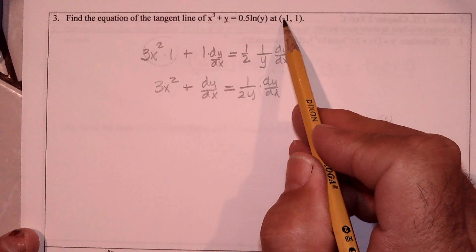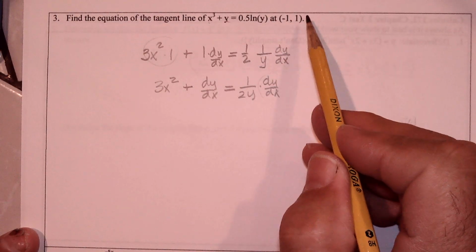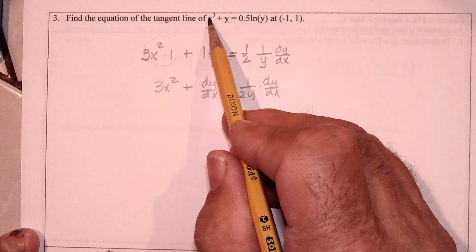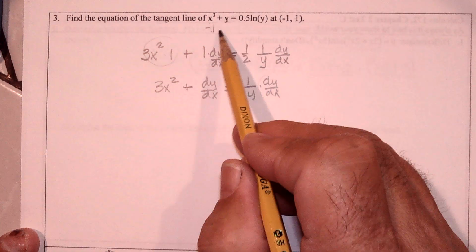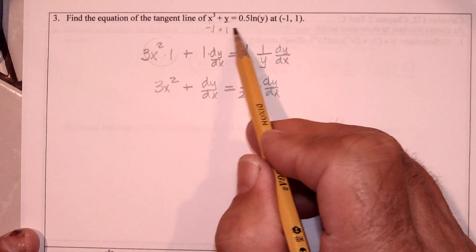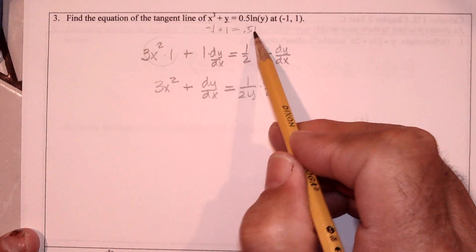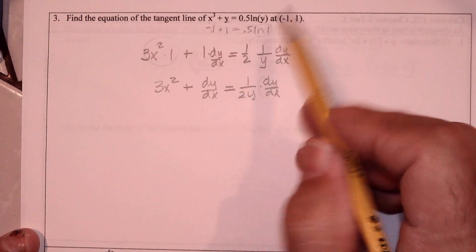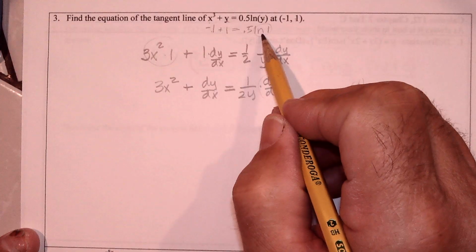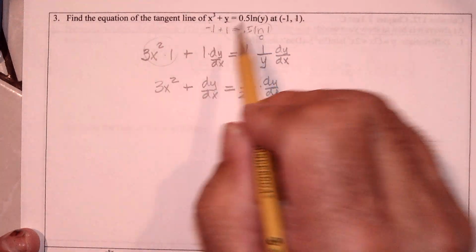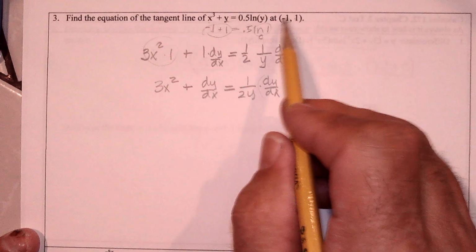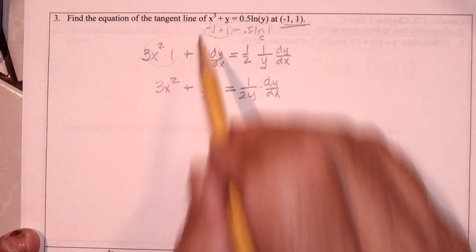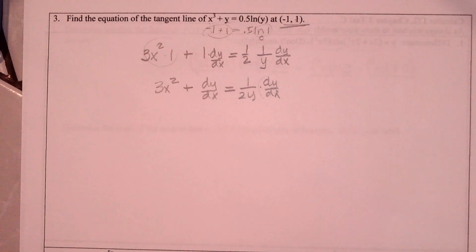And it says to do it at the point (-1, 1). Notice that if I put -1 in here, I get -1 to the third, which is -1. And I put 1 in there, I get +1, equals 0.5 ln of y, which is ln of 1, and ln of 1 is 0. So 0 times 0.5 is 0. So this really is a point on the graph. Now I could have left one of these out and asked you to solve for it, but I gave you both of them on this problem.